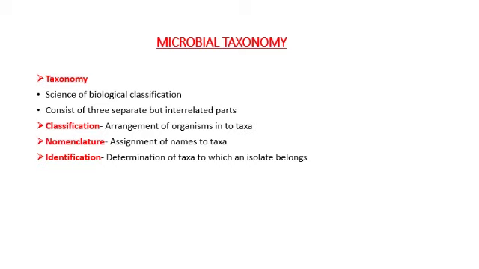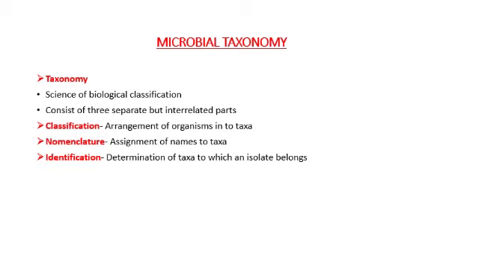The second one is nomenclature. As the name indicates, nomenclature is giving names, the assignment of names to taxa. It is a branch of taxonomy concerned with the assignment of names to taxonomic groups in agreement with published rules. We follow the published rules for assigning names to these identified taxa.